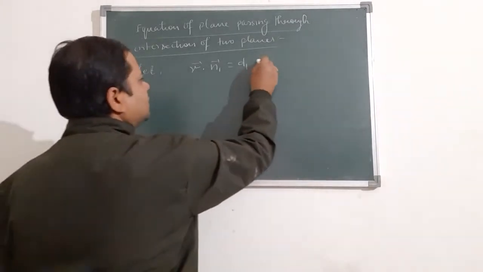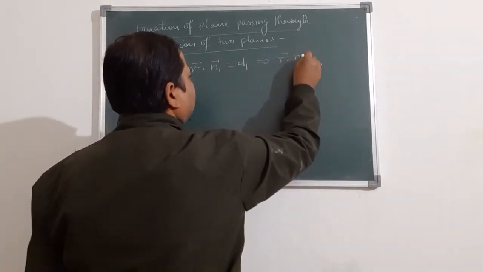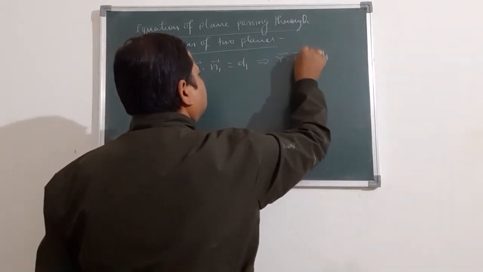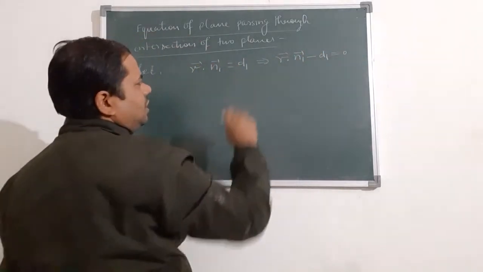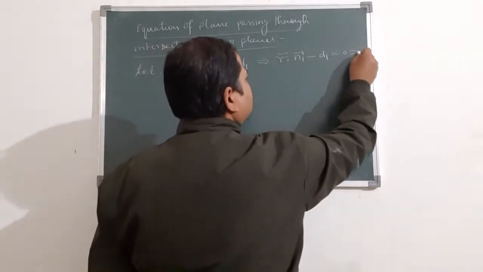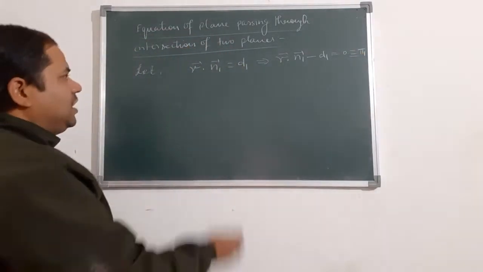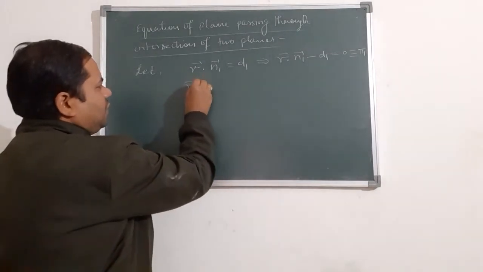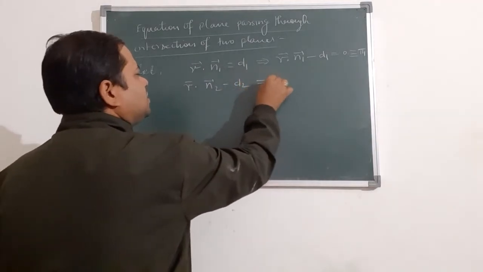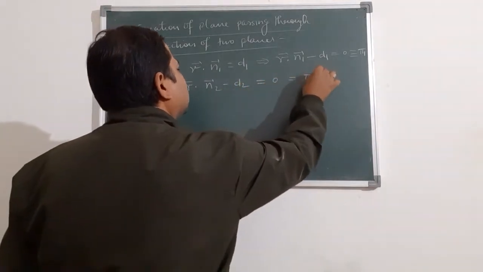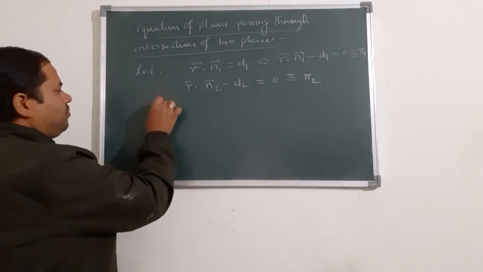That means r dot n1 minus d1 is equal to 0. Suppose this is plane number first, that is pi 1. Okay. Similarly, the second plane is r dot n2 minus d2 is equal to 0. This is nothing but pi 2. Okay.